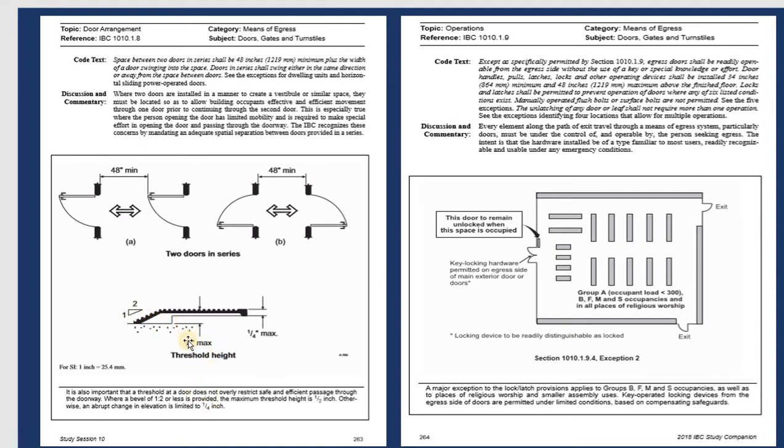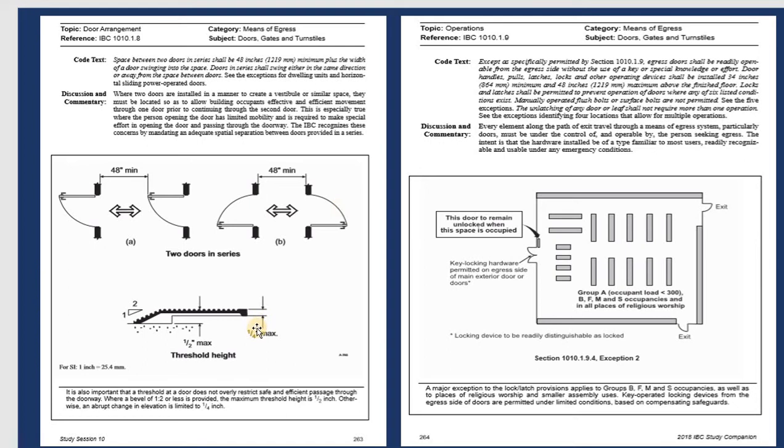One more time, for the threshold height, the maximum is 1/2 inch. And if it's the exterior outside, the maximum is 1/4 inch. So when people go through this, they do not see much difference between the floor outside and inside after going through the egress door.